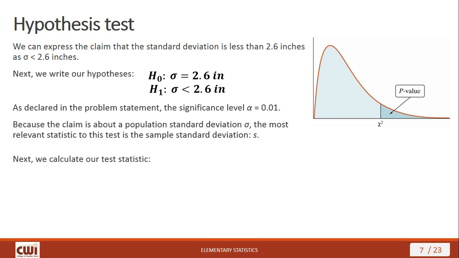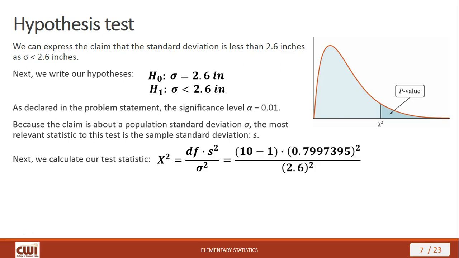Let's calculate our test statistic. So using the formula that we just looked at a little while ago, we plug in what we know. We have 10 data points in our sample, so degrees of freedom will be 10 minus 1. We have a sample standard deviation, and we're going to assume that our null hypothesis is true. That means we have a value for population standard deviation, which is the claimed value, 2.6. We plug all these numbers in, punch it out on our calculator, and out comes 0.852.